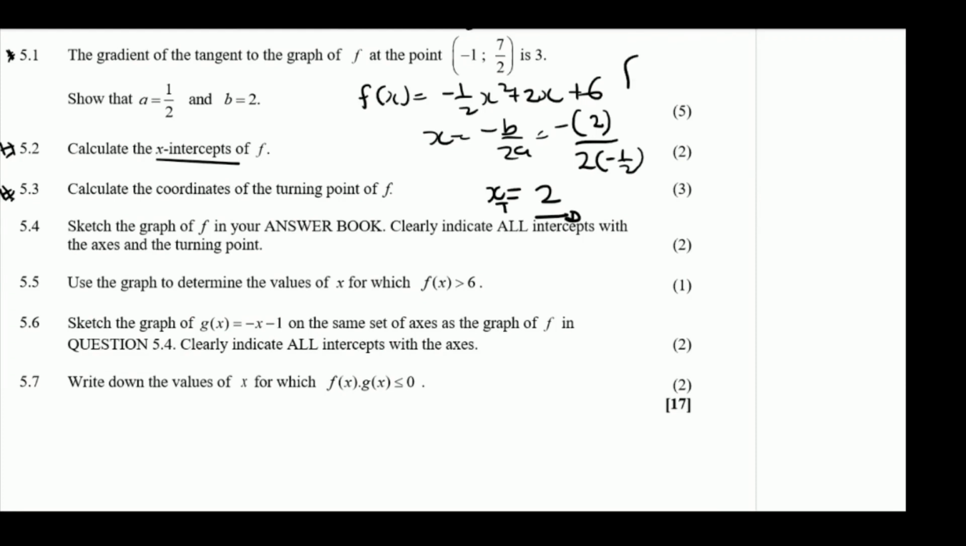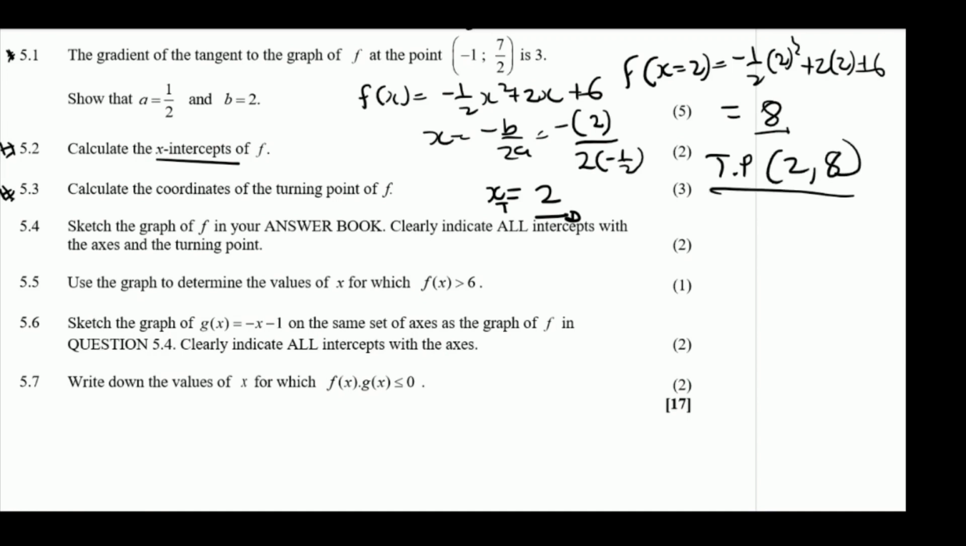Then we substitute the x value in the original equation. So minus half into 2 squared plus 2 into 2 plus 6. So we're going to get 8. So your turning point is (2, 8).